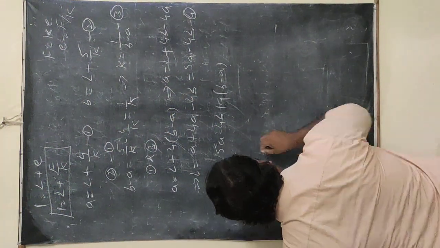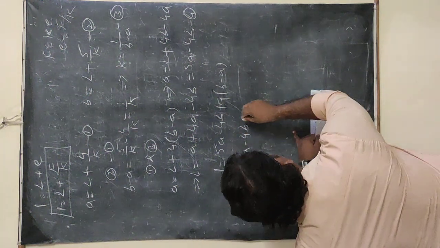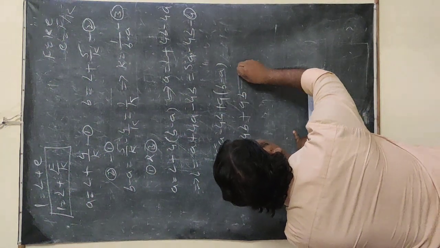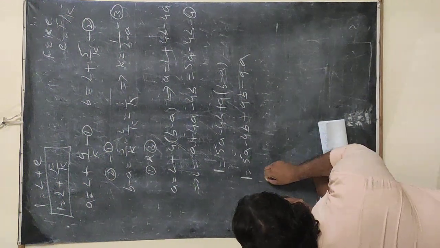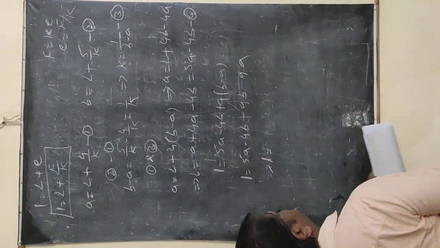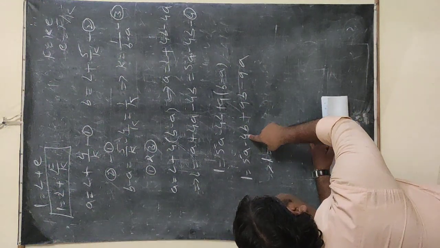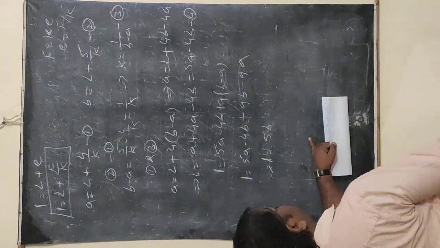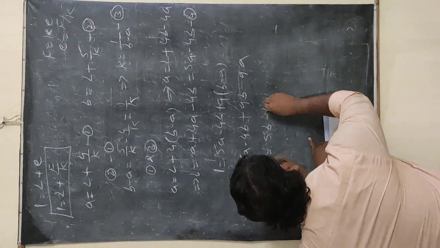L is equal to 5A minus 4B plus 9B minus 9A. So that implies L is equal to, plus 9B minus 4B, so it will become 5B. Next, minus 9A plus 5A, it will become minus 4A.